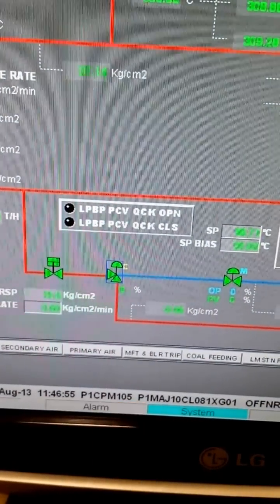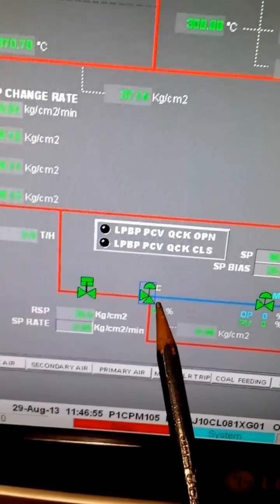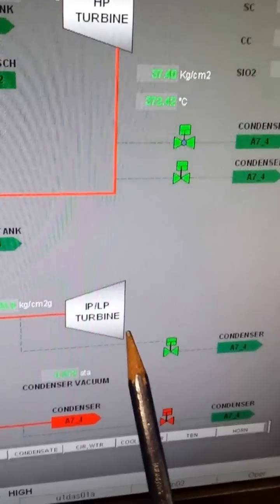Once again, this is the logic of the control valve, the low pressure bypass control valve. This is the bypass control valve of the low pressure turbine blade.